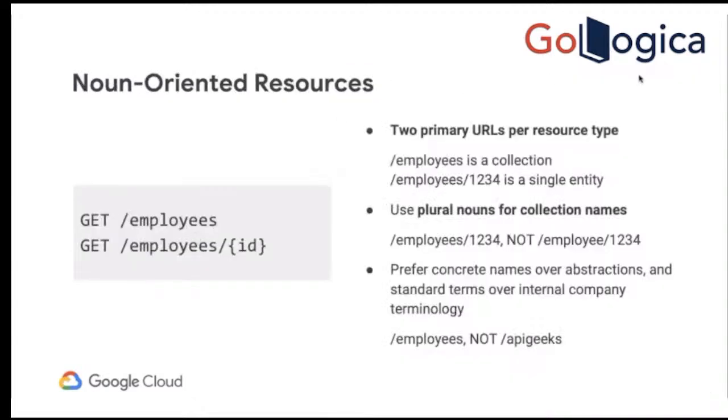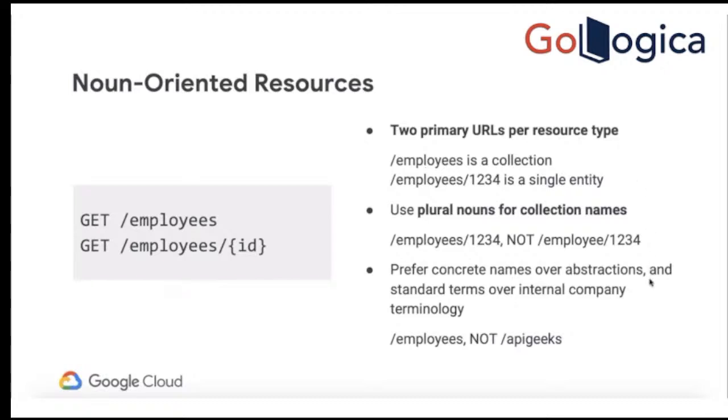So in REST, for every resource type, we usually have two primary URLs. One URL is on the collection, like slash employees, which will be the list of employees, and another URL will be on the single entity. In that URL, you specify the unique identifier, or the primary key, or whatever you can call it, a resource identifier, which we define in the resource.